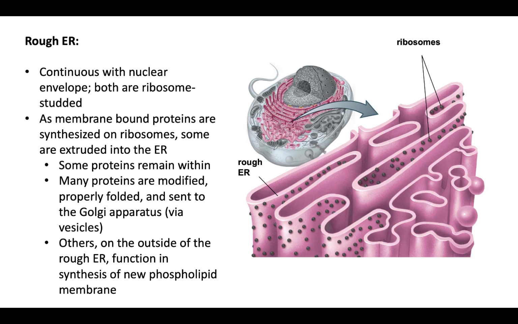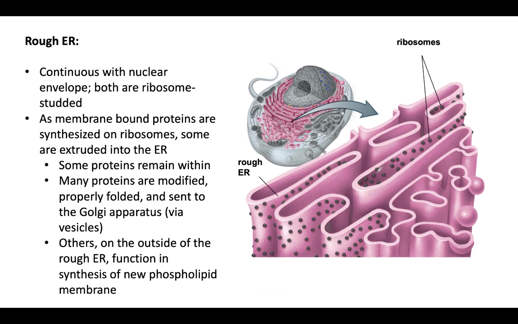Rough ER, here you can see ribosomes and well-developed membrane. ER is continuous with the nuclear envelope. There are two layers of nuclear envelope. The outer nuclear envelope extends toward the cytoplasm and forms endoplasmic reticulum. Both are ribosome studded. So on the nuclear envelope also, there are some ribosomes attached here, right? And also the endoplasmic reticulum has ribosomes attached.